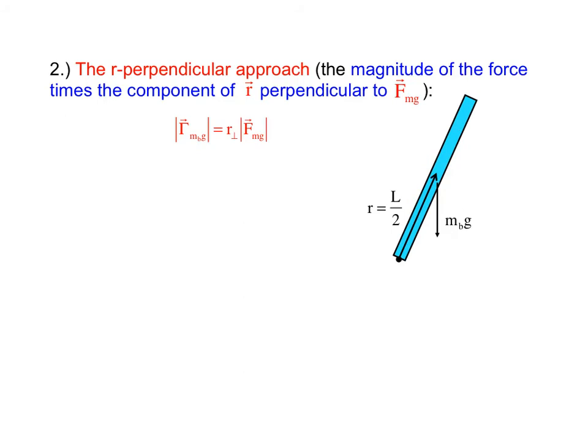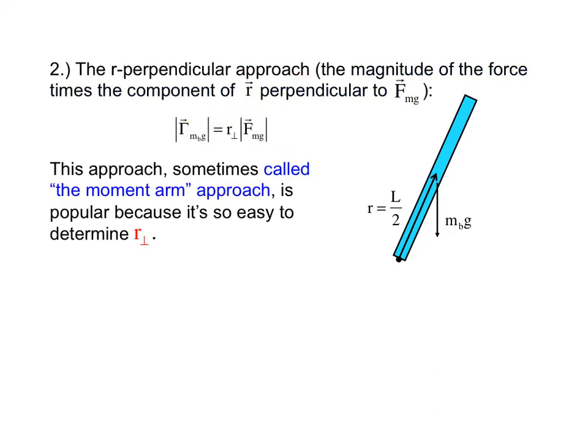The second approach is what I call the R perpendicular approach. Sometimes it's called the moment arm approach. And it basically takes the magnitude of the force times the component of R perpendicular to the force. This is the way that I would characterize it in an equation. Here is the perpendicular component of R. Here is the magnitude of the force. This approach tends to be the easiest one to use in most instances because there's a very simple question that you can ask that allows you to determine what R perpendicular is fairly easily.